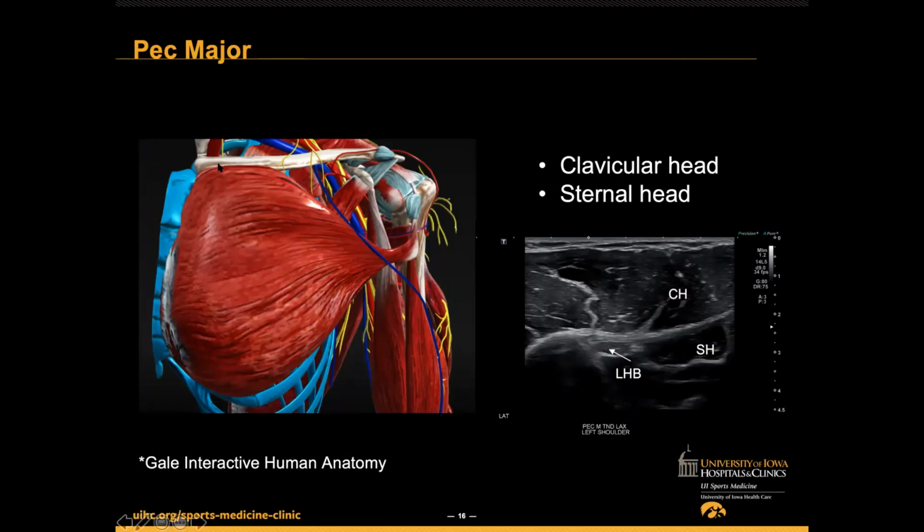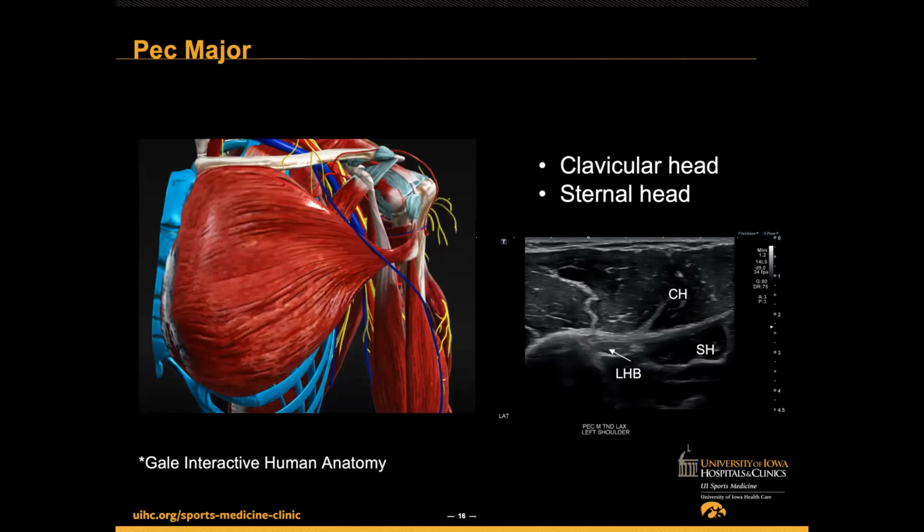So the pec major muscle itself is made up of two heads. The clavicular head comes off of the medial 2/3 of the clavicle, and then the sternal head is going to come off of the sternum, costal cartilage, ribs, and a little bit of the abdominal fascia. These two muscles are going to come together and extend towards the humerus, and about 10 to 15 millimeters medial to the humerus, these tendons are going to fuse and rotate 180 degrees.